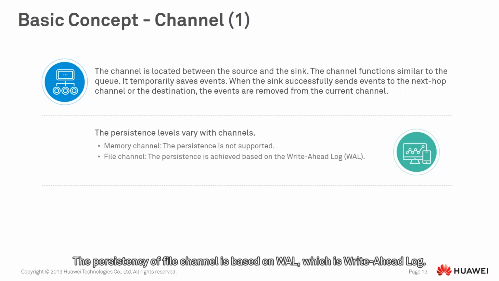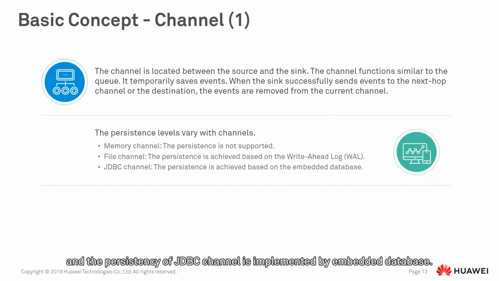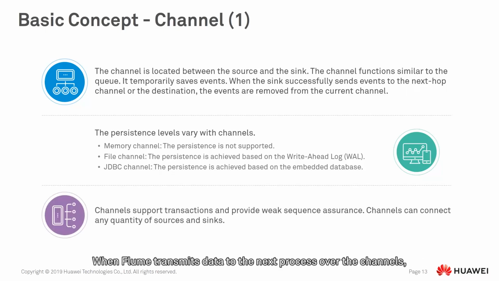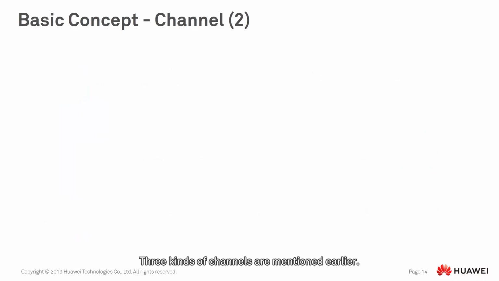The persistency of file channel is based on WAL, which is write-ahead log, and the persistency of JDBC channel is implemented by an embedded database. Channel supports transactions. When Flume transmits data to the next process over the channels, if something goes wrong, data will be rolled back and saved in the channels, waiting for the next processing. Channel also provides weak sequence guarantee and can work with any number of sources and sinks. Three kinds of channels are mentioned earlier.